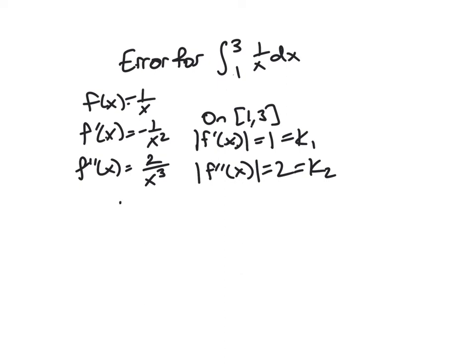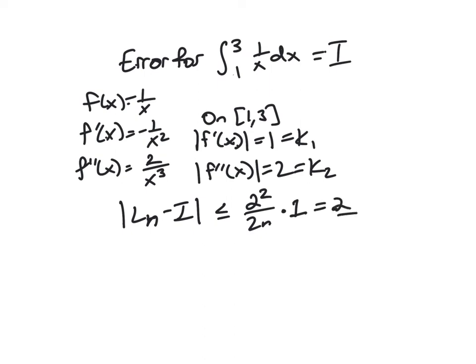So what do we know about our L4 then? So Ln in general is going to be off from this integral, which again we'll call I, just to not have to write it every time, by less than or equal to (b minus a) squared over 2n times our k1. So b minus a is 2, squared, over 2n times our k1, which is 1. And that's just 4 over 2n, and so this is equal to exactly 2 over n.